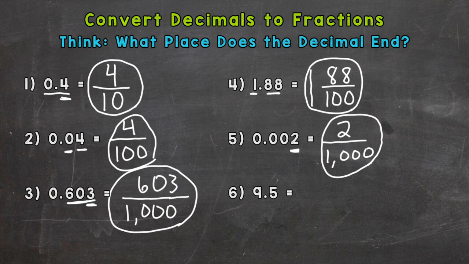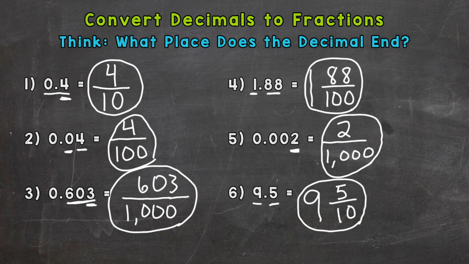And then number 6, we have another mixed number here where we have a whole 9. The decimal portion ends in the tenths. So that's our denominator. And we have a numerator of 5. So 9 and 5/10.